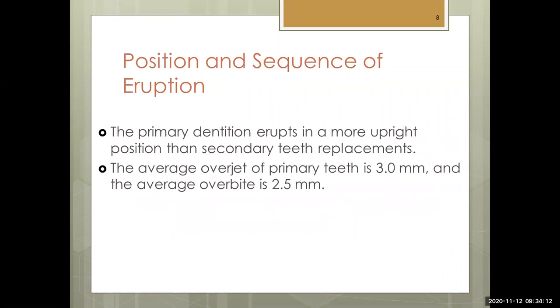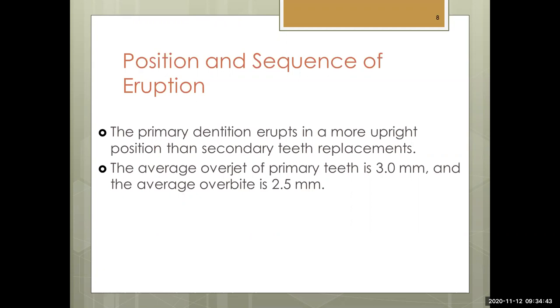The primary dentition erupts in a more upright position than the secondary teeth replacements. The average overjet of primary teeth, the average overjet. Now, when you see deciduous teeth pedo patients, you're going to still be doing an occlusal analysis, right? So the average overjet is 3 millimeters and the average overbite is 2.5 millimeters, just average.